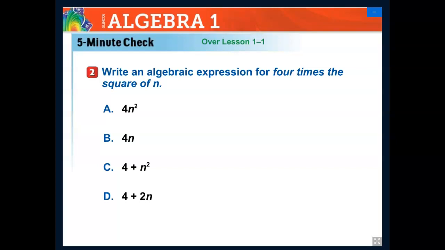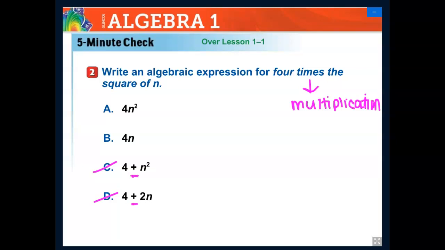Zoe, go ahead and read me what the question asks. Perfect. Okay, Abby, can you give me one key word from that that would help me get one of my answers? Perfect. Times. And we know that times means what? Perfect. Thank you. So if times means multiplication, Luke, which one of those answer choices can I eliminate? Yeah, C and D, because they don't have multiplication in them.